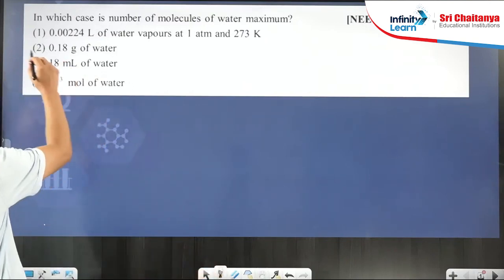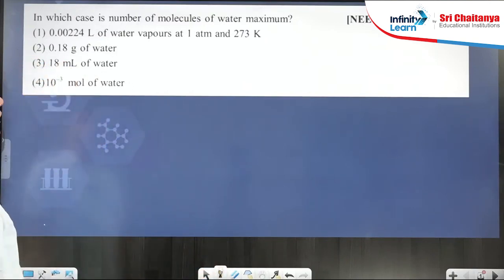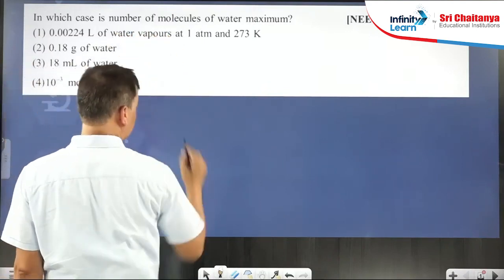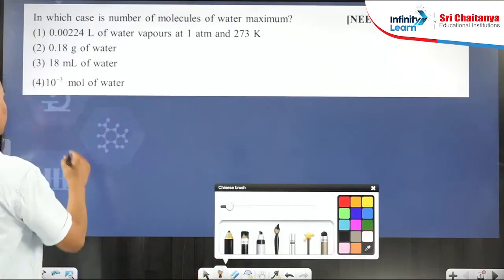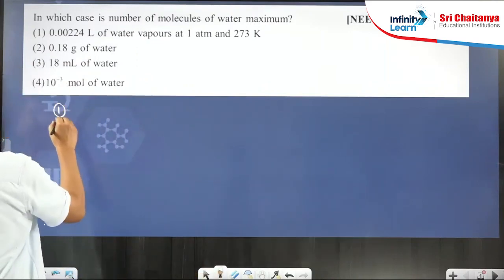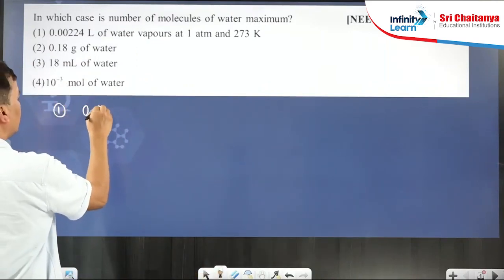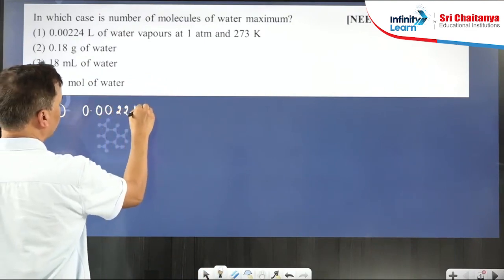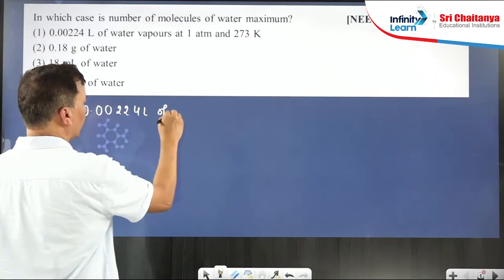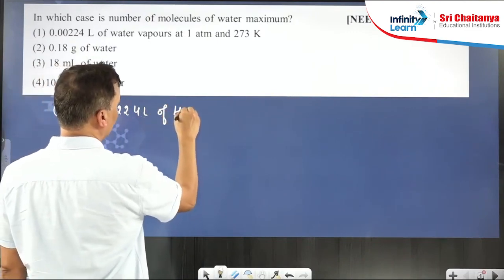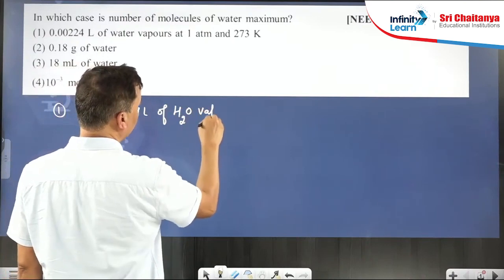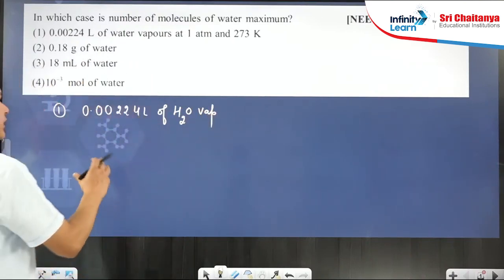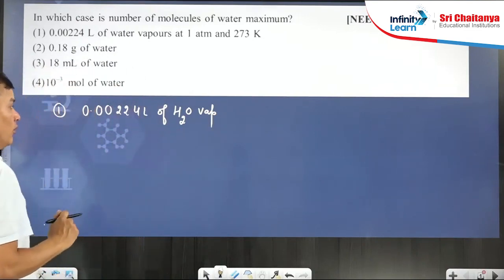Here is a question. In which case is the number of molecules of water maximum? We have to find out the number of molecules. So, dear student, the first one: here we have 0.00224 liter of water vapor. Vapors mean that it is in the gaseous state. So first of all, we have to change this into moles.